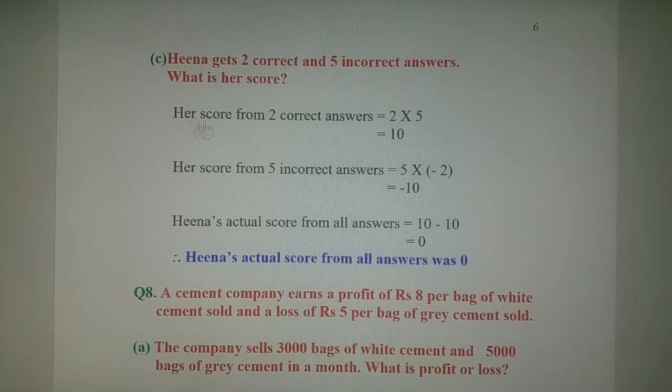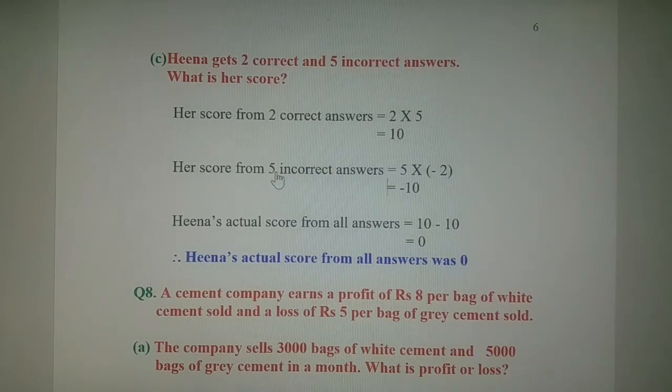Now Hina got 2 questions correct. That means she'll get 5 marks per question answered correctly. So for 1 question answered correctly, she'll get 5 marks. For answering 2 questions correctly, she will get 2 into 5, that is 10 marks. So Hina will get 10 marks for answering 2 questions correctly.